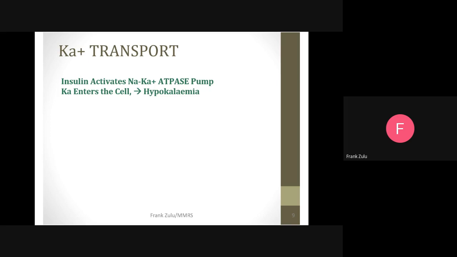So in a case where there are high levels of insulin in someone's blood, what do you expect to see? You end up having hypokalemia, because insulin also has an effect on the sodium potassium ATPase pump. It will be overactivated, and start taking the little sodium that is in the ECF out, and taking potassium into where it is already a lot. And then you end up having what is known as hypokalemia.